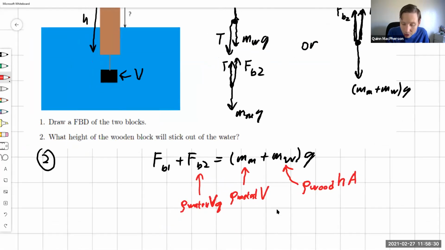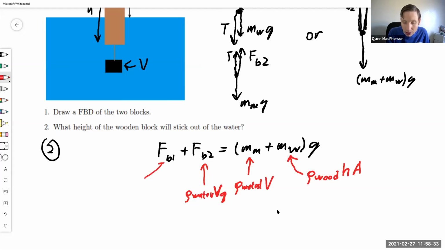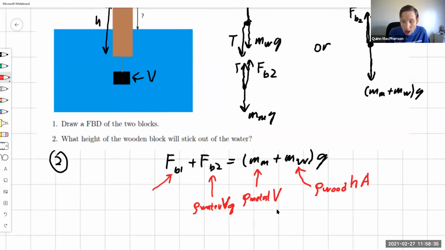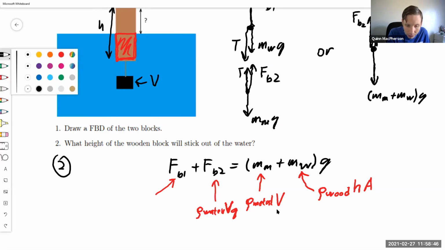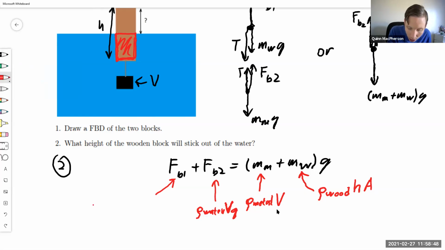And here's the tricky one. We need to find the buoyancy force of the wood. The important thing about the buoyancy force of the wood is that only the volume under the water, that volume there, counts toward the buoyancy force.